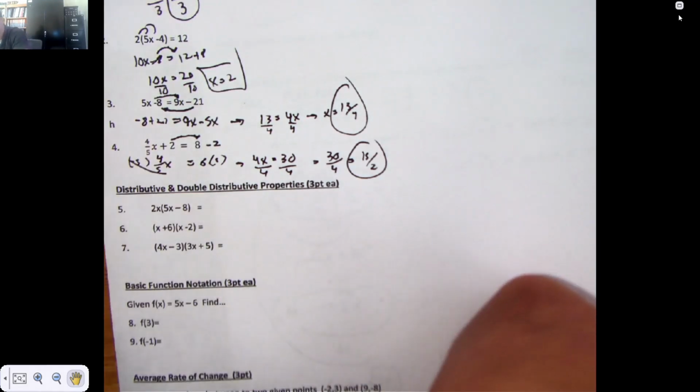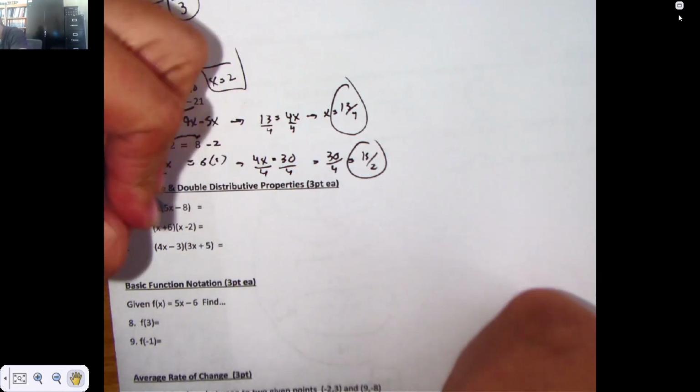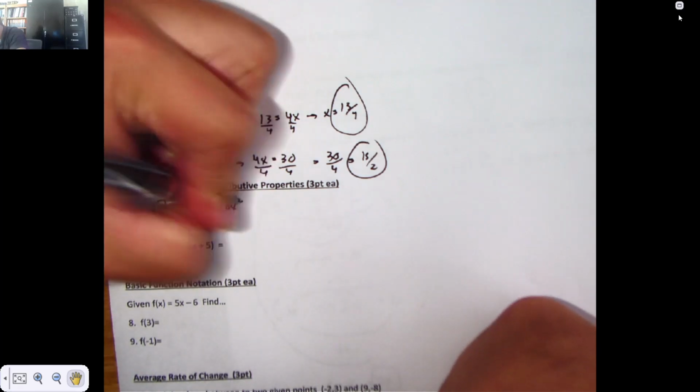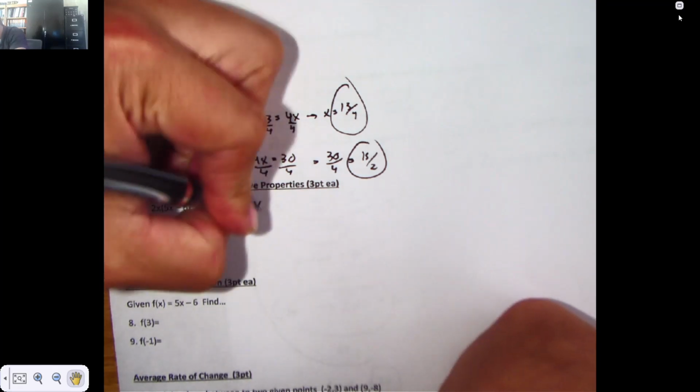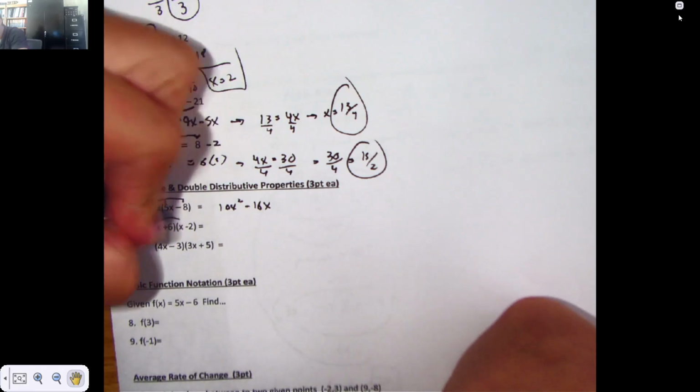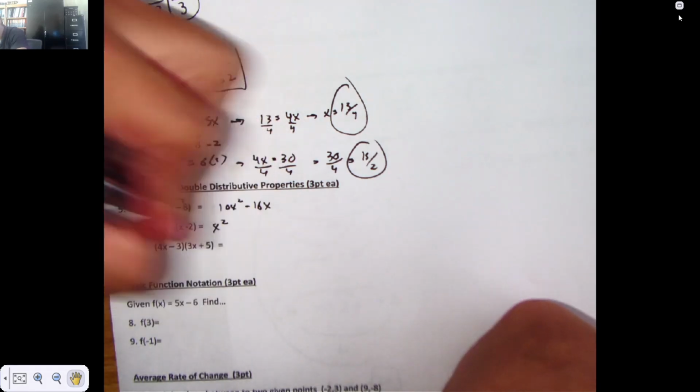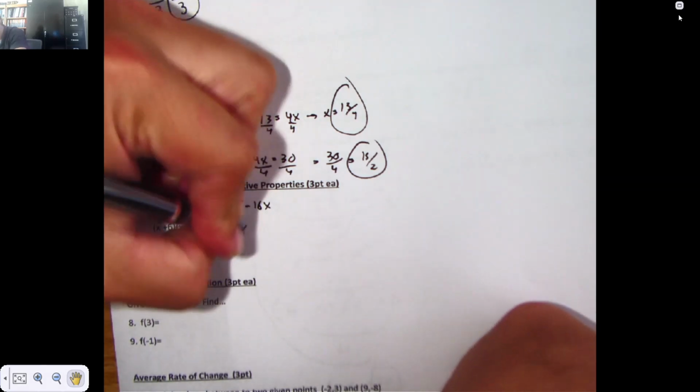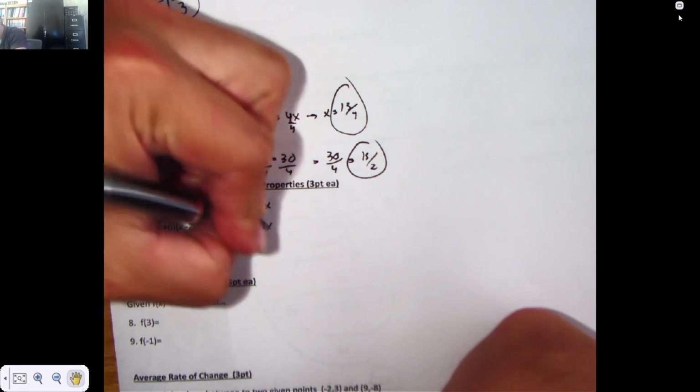5, 6, and 7, your distributive properties. Twice a 5x is a 10x to the second. 2x times -8 is -16x. 6x times x is x squared. X times -2 is minus 2x. 6 times x is plus 6x. And 6 times the -2 is minus 12.